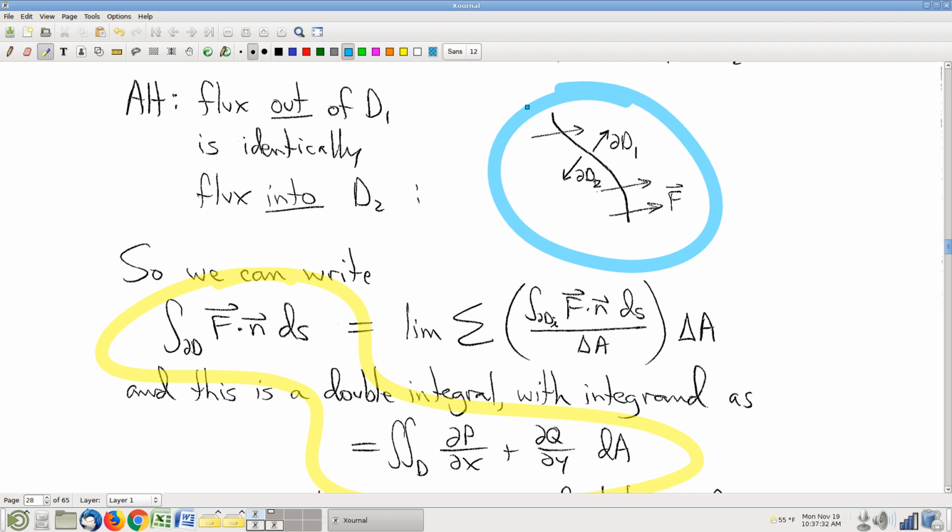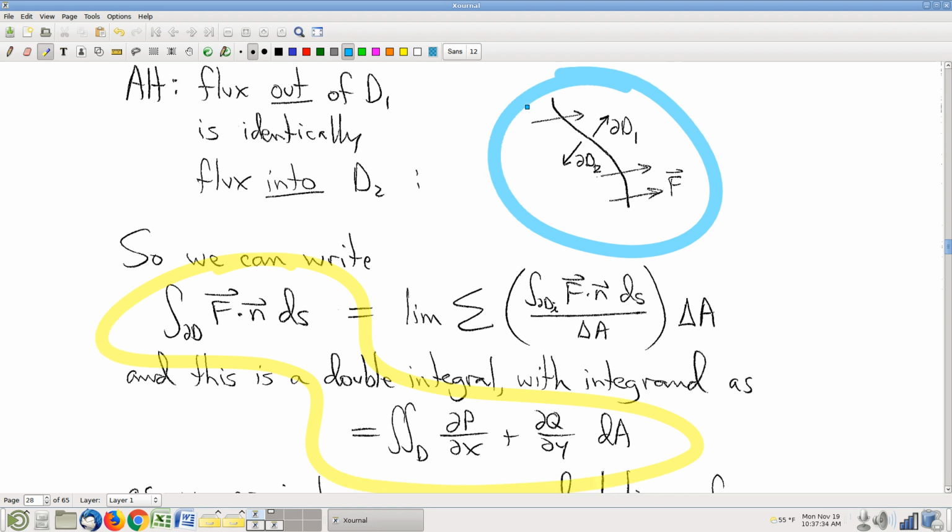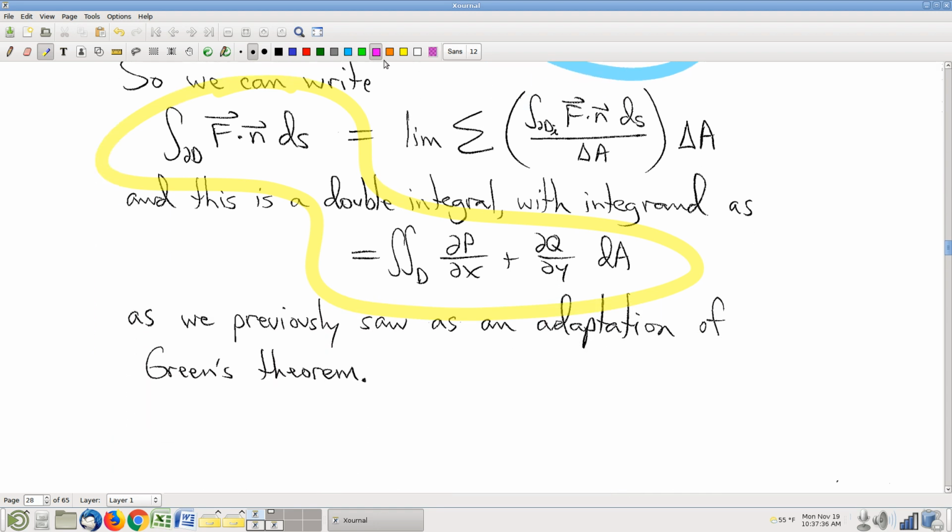Right? It's about flux. The resulting integrand is divergence. Right? It's cosmetically, practically a ripoff of the divergence theorem. Okay. All right.